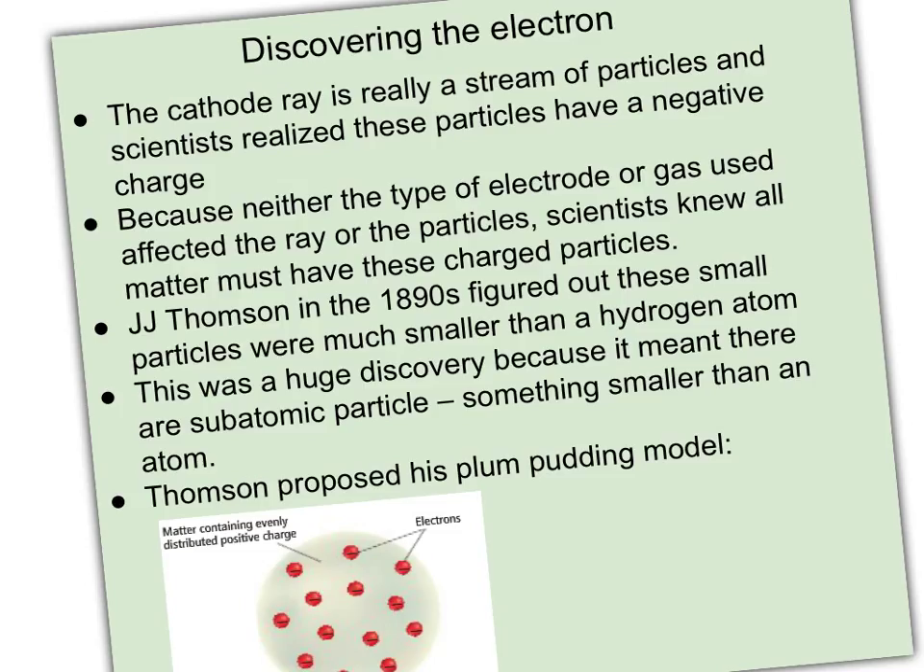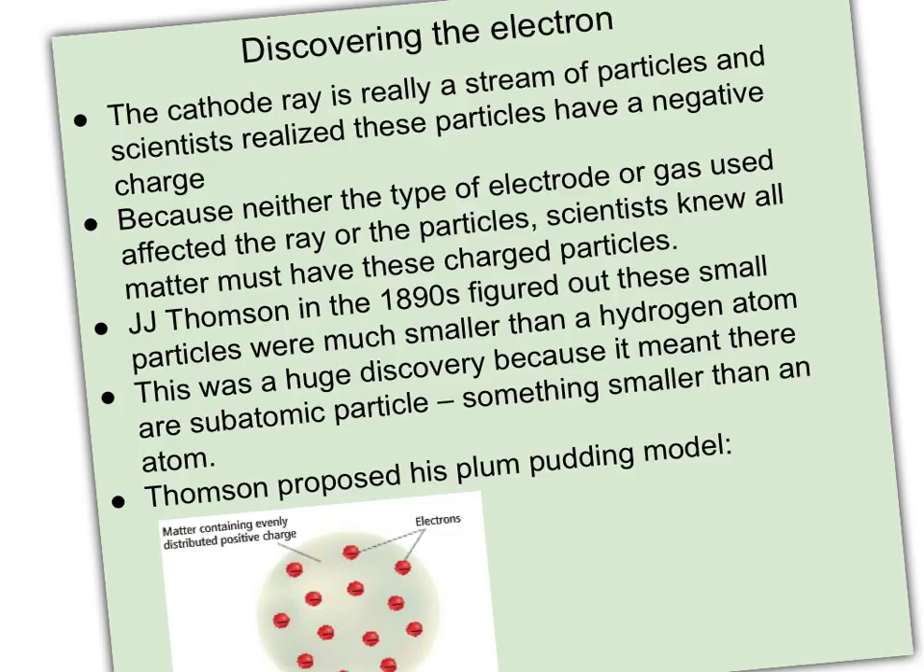So then they wondered if the atom had this charge to it, but J.J. Thomson in the 1890s figured out that these small particles were actually smaller than a hydrogen atom. And at that time, we knew the hydrogen atom was the smallest of any of the elements. So this was a huge discovery. It meant that there was a subatomic particle, or something smaller than an atom.